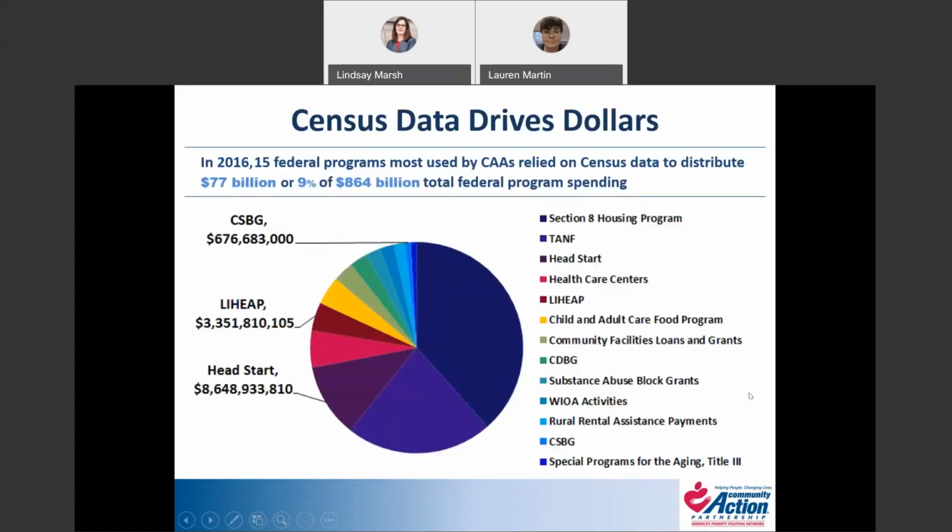So a little bit more about the dollars that we gain from the census programs. Every single community action agency has CSBG funding. It might only be 3 or 5% of an agency's budget, but it is 100% of their identity. And all of that funding is based in census dollars, census numbers that translate into dollars. I already mentioned LIHEAP. Census numbers are baked into the new formula, the old formula. Head Start dollars are tied to census numbers. Healthcare centers, WIOA activities, rural rental assistance programs, programs for the aging, all of these things, Section 8 housing, is part of the $864 billion in total federal program spending that goes through the federal government system and comes into our agencies every year.